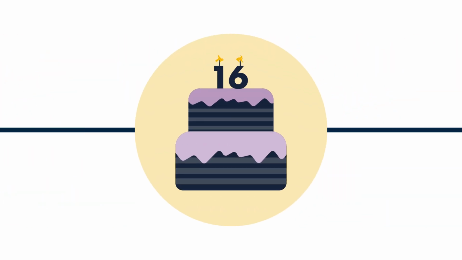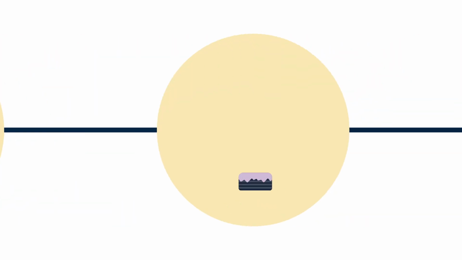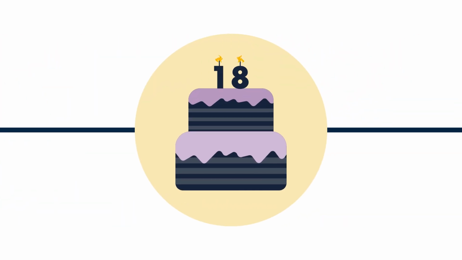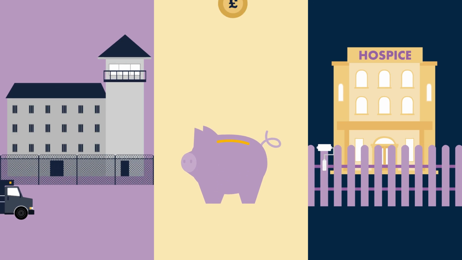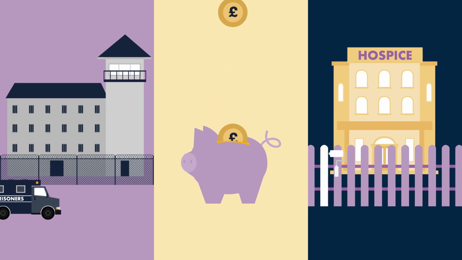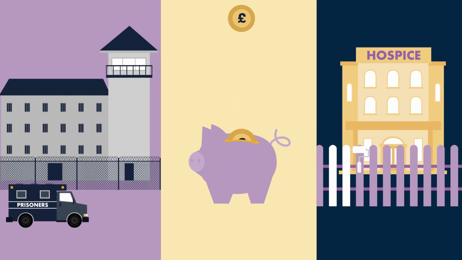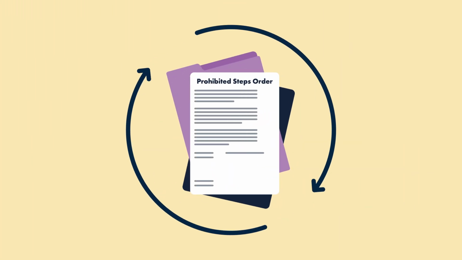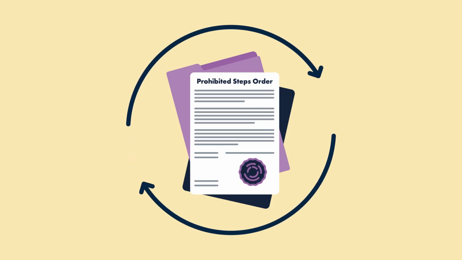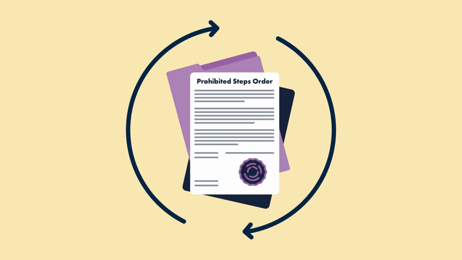Otherwise, it will last until the child turns 16, or in some rare cases, it can last until the child turns 18. These orders are legally binding, and breaching them means the person is in contempt of court and could face jail, fines, or unpaid work. They can be overturned, but the applying parent would need to make that request, and it will not be granted if it is not in the best interests of the child.